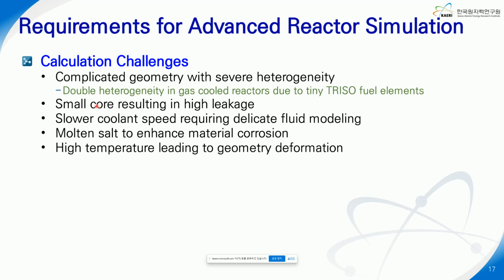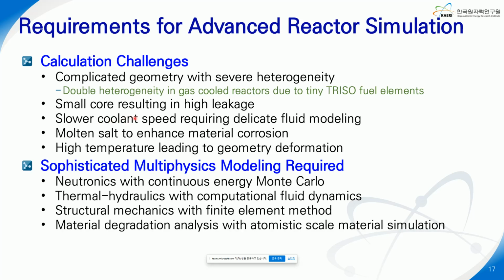The cores are small, resulting in high leakage. In the core with the severe heterogeneity and high leakage, the diffusion theory is not valid, so that transport solutions need to be obtained for the whole core. Also, slow flow speed associated with the passive cooling would require delicate fluid modeling. The corrosion issue in the molten salt environment must be properly mitigated.